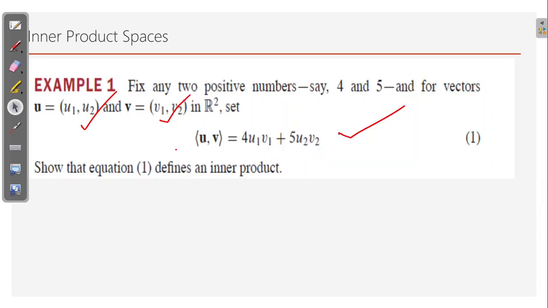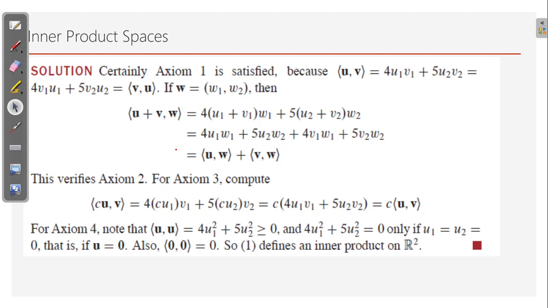That is inner product of u, v equal to inner product of v, u. The first axiom will be satisfied very comfortably. Inner product of u, v is defined as 4 u1 v1 plus 5 u2 v2, which is given by the examiner. Then inner product of v, u will be 4 v1 u1 plus 5 v2 u2, because u1 into v1 is the same as v1 into u1, since it is multiplication. That is equal to inner product of u, v. So the first axiom is satisfied.